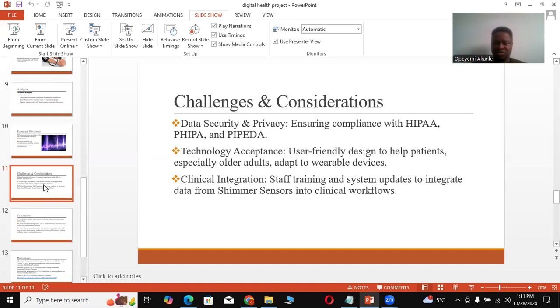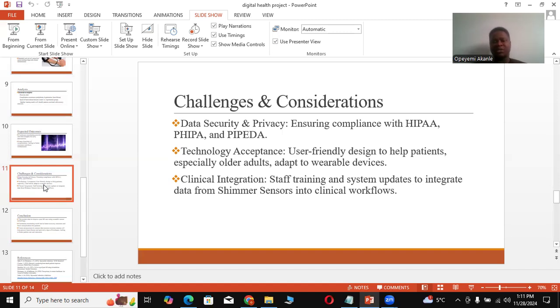Then clinical integration, which is very important. We want to train the staff, the clinicians and the specialists in the hospital, how to use and interpret this data, and upgrade the system to integrate the data from the Shimmer sensor into the clinical workflow.